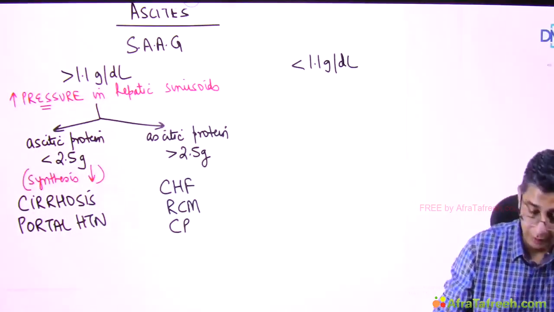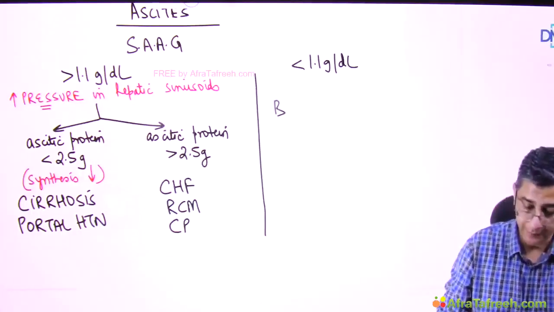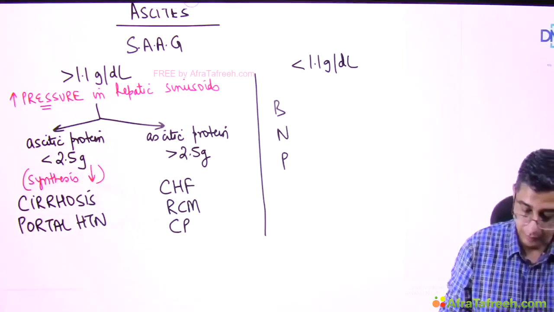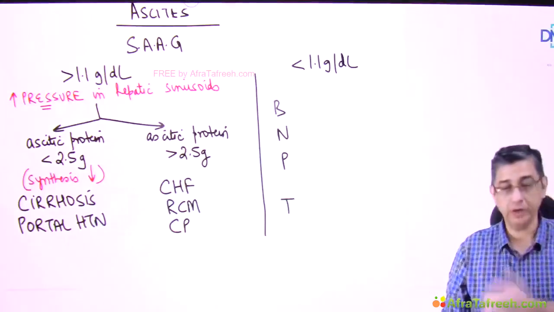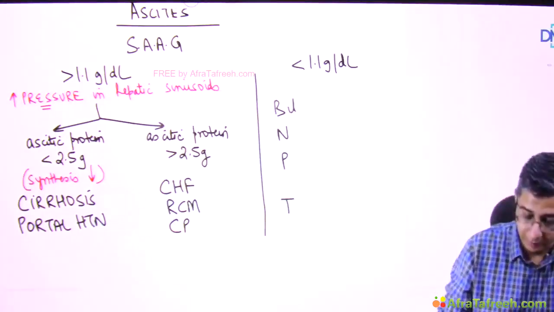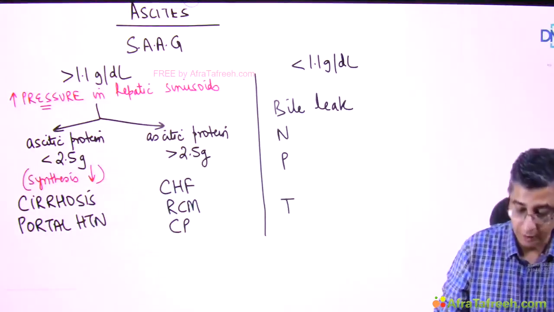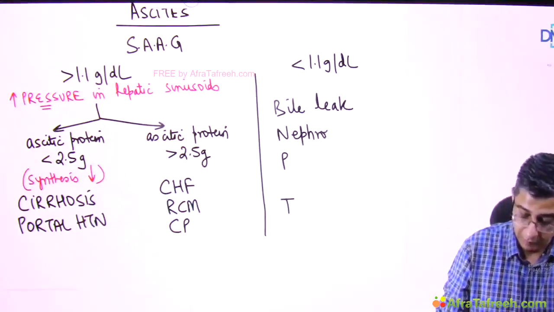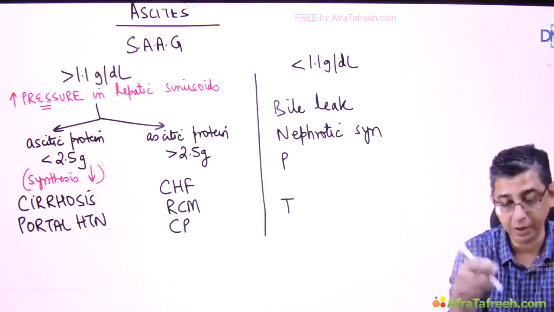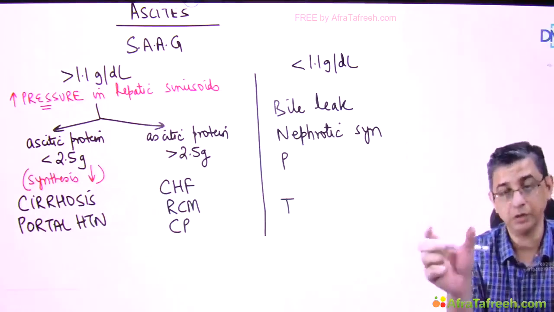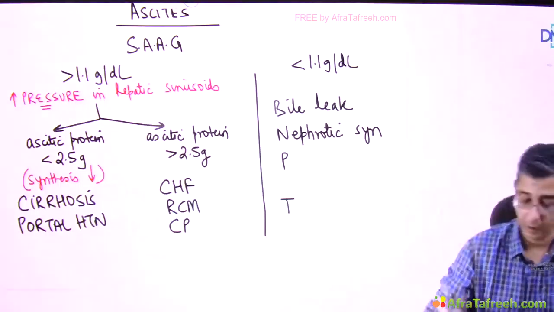Let's now look at conditions where the value would be lesser. For this, you can use a mnemonic, that is BNPT. Leave a little space around P, because I will use alphabet P two times. Alphabet B stands for a peculiar name, but still to be remembered, biliary. Alphabet N stands for nephrotic syndrome. Why is it less in nephrotic syndrome? Because in nephrotic syndrome, serum albumin is also less and the ascitic fluid protein is also less. Because both parameters in this formula are reduced, the value becomes less than 1.1.